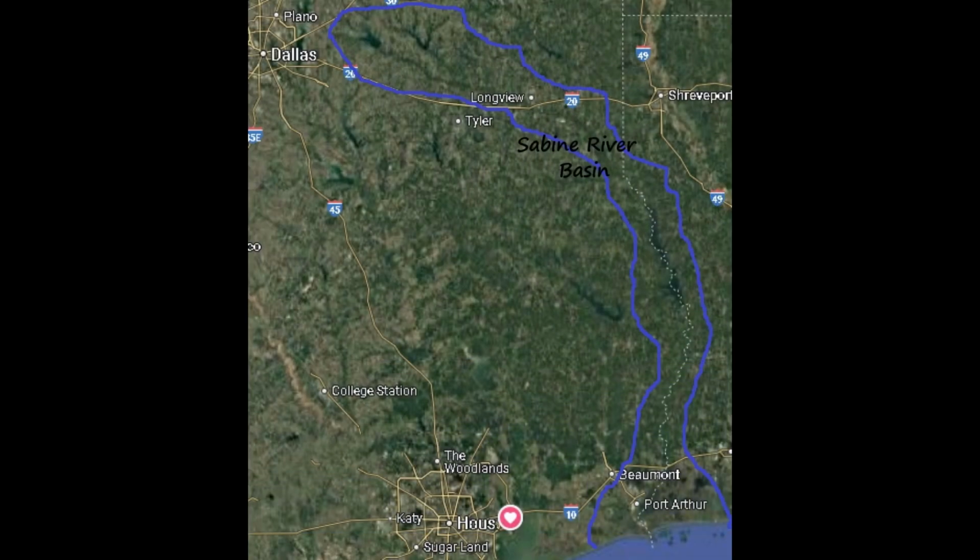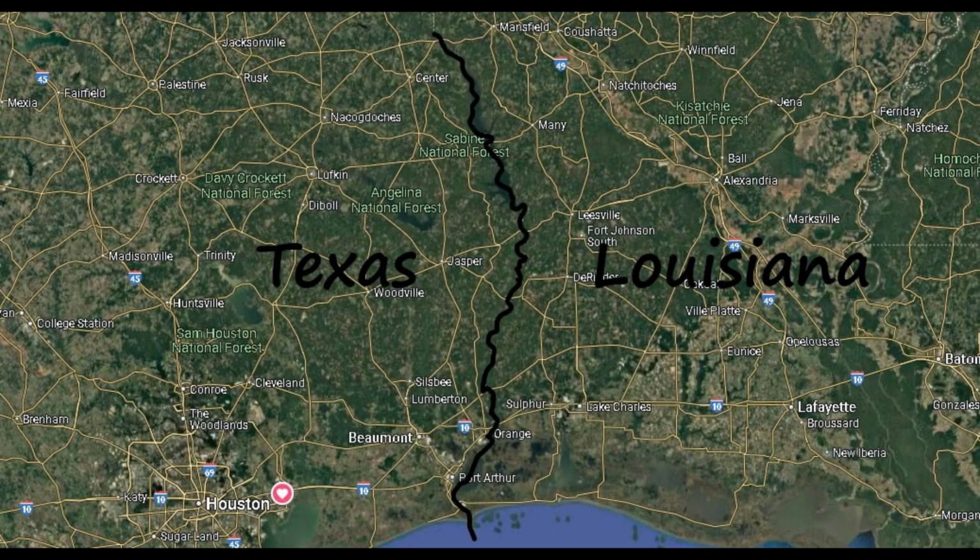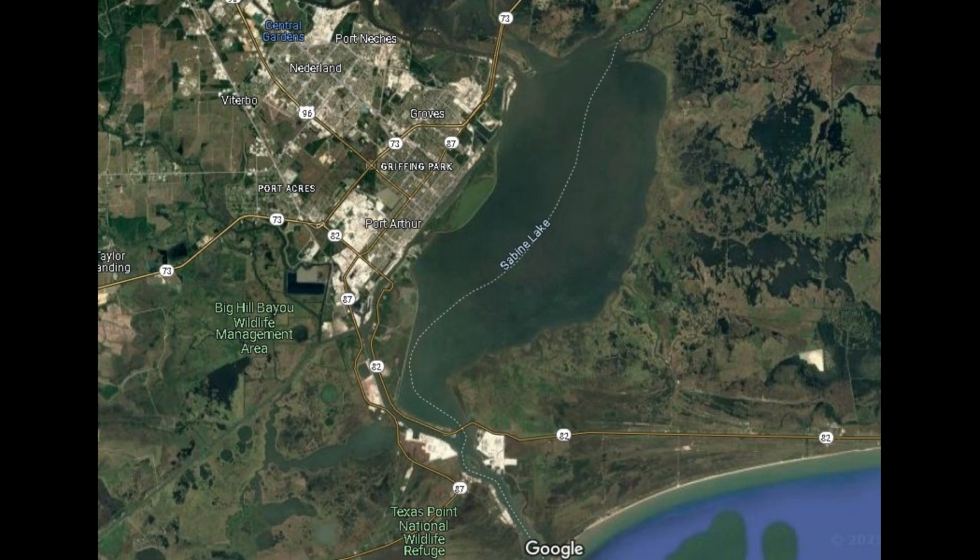With a drainage basin size of 9,756 square miles, with 7,426 square miles in Texas and 2,330 square miles in Louisiana. From the 32nd parallel north and downstream, it serves as part of the boundary between the two states and empties into Sabine Lake, an estuary of the Gulf of Mexico.